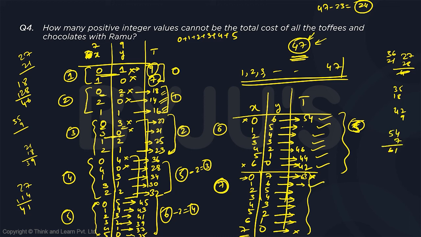So this is counted, and the remaining will be counted. All the others will be counted. So how many are there? 1 2 3 4 5 6, up to 6. So these are 6 values. So plus 6. But this is not the end of it. We'll have to go to the next step also.